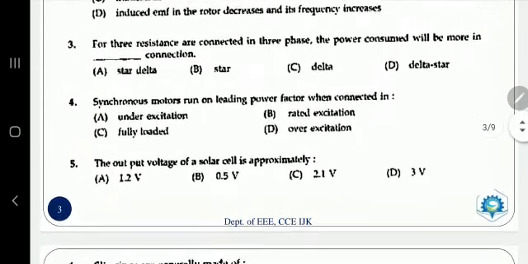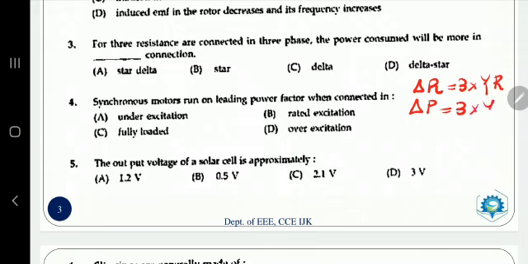For 3 resistances which are connected in 3 phase, the power consumed will be more in the case of, the answer for this question is option C, that is delta. So, if 3 resistors are connected in 3 phase, then the power consumed will be greater for delta connection than a star connection. And if all the 3 resistances are identical, then we can study some relations. In the delta, the value of resistance will be 3 times the star resistance. Similarly, the delta power will be 3 times the star power.